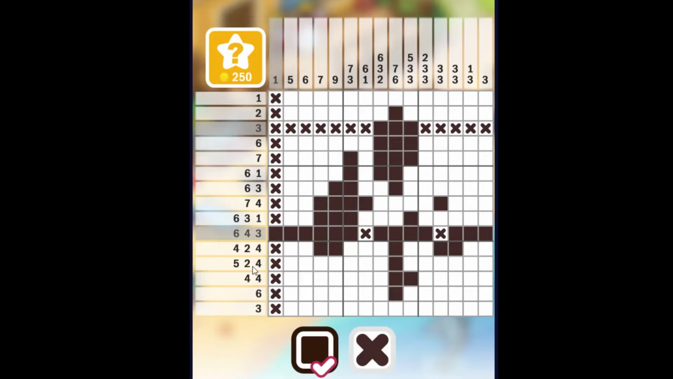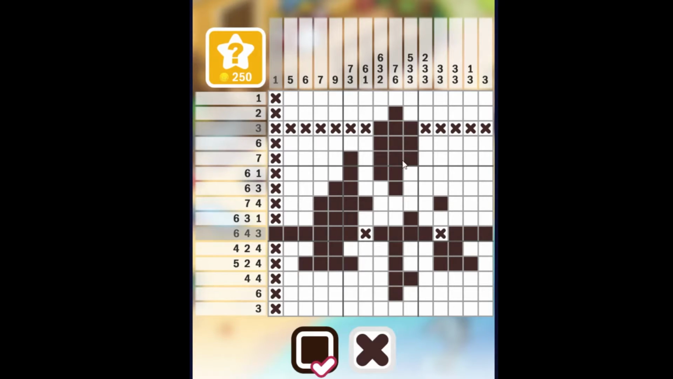13 of 14, so 1 missing square. 1, 2, 3, 4, 5. 1, 2, 3, 4. Cross, 1, 2. 5, cross, 1, 2. Yep, that's good. 4 and 4 is 2 whittle. 6 is 2 whittle. Alright, well, what else can we do?